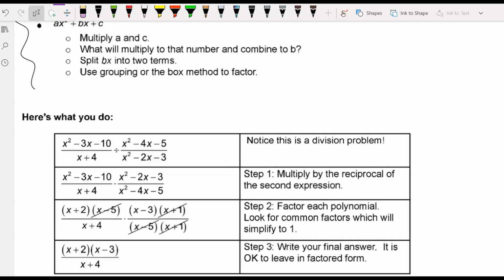Okay, so here's what you do. This is a division problem. It has division right in the middle. So always look at what the sign is at the beginning of your question to know which one you're doing first. All right, then we do the reciprocal. So remember, we switch places, top to bottom, on the second one only.